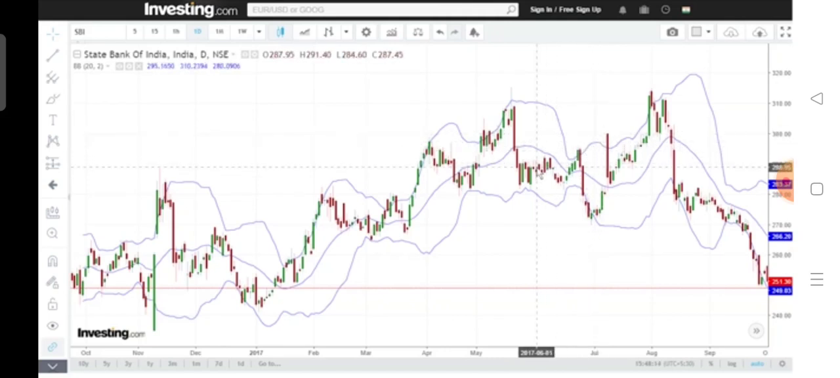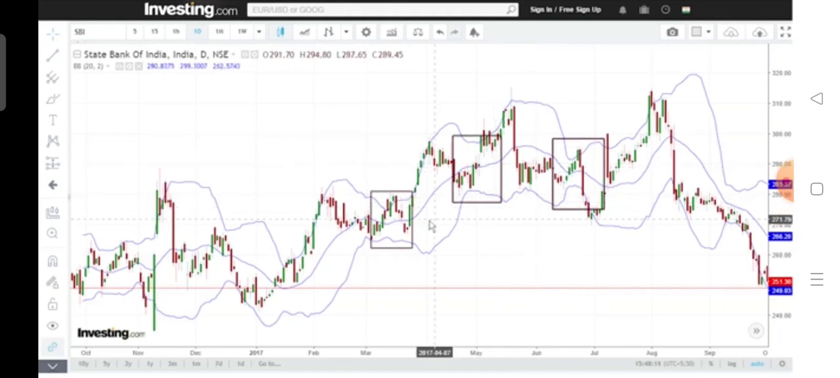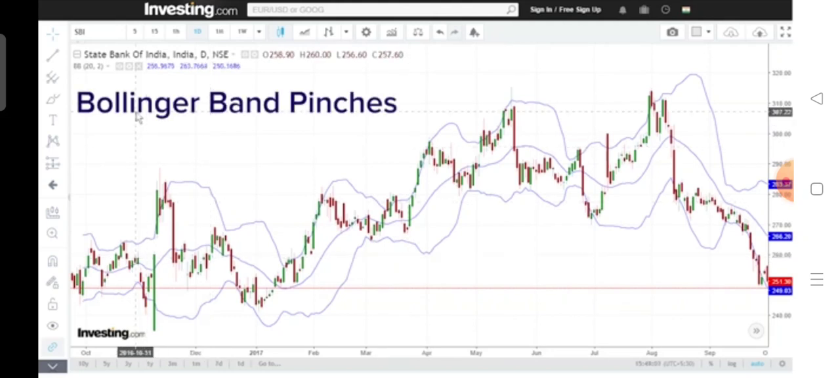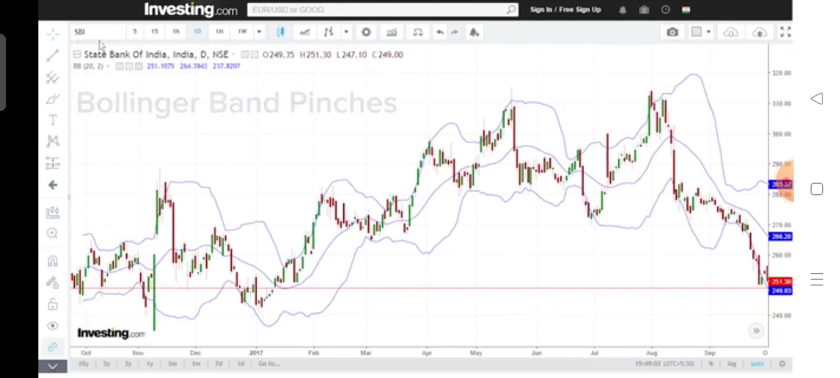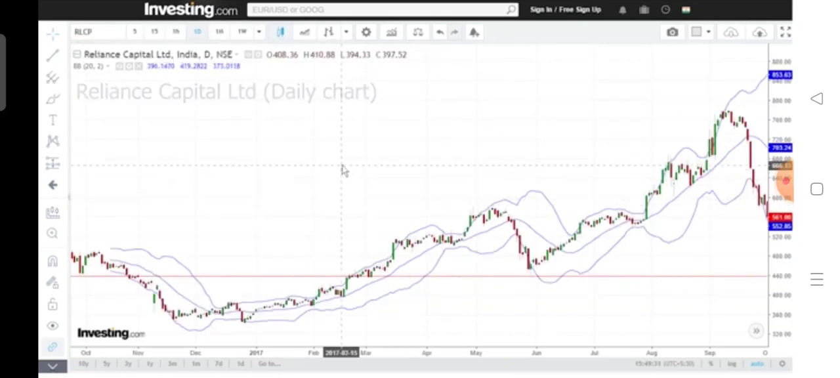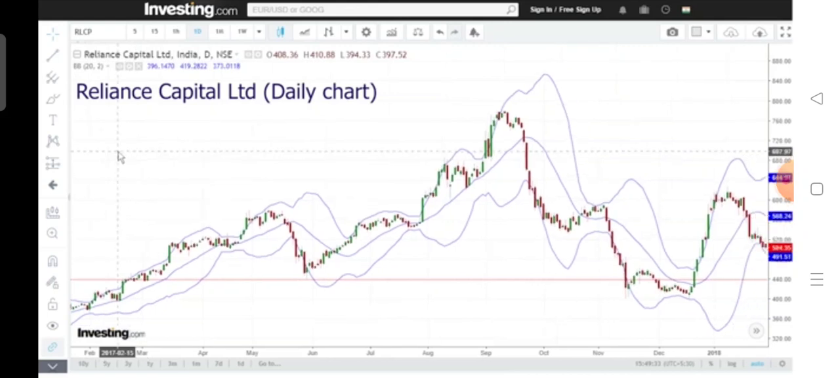So that is how the squeeze points in the Bollinger Band become very important. Now another way we can use the Bollinger Band is to look at the pinches. Now what are pinches? Let me show you with an example. Right now let us go into the Reliance Capital chart. So here we are looking at the Reliance Capital chart.